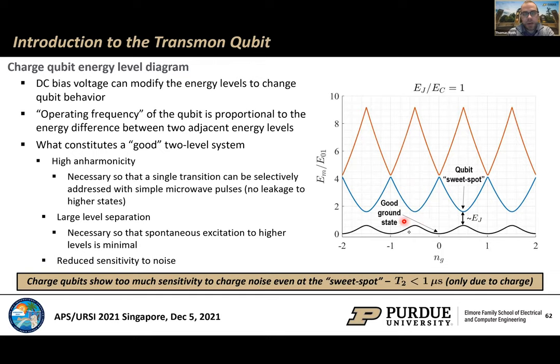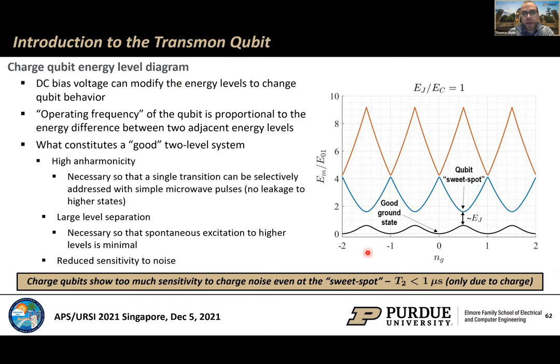Now, one of the things that's been alluded to a little bit earlier in various presentations, but we'll talk about a little more explicitly here, is that the operating frequency of the qubit is going to be proportional to the energy difference between adjacent levels of the qubit. Again, we talked about H bar omega as being the energy of a photon. Well, this qubit can only absorb photons if that H bar omega matches the energy difference of the two states that we're driving transitions between. So with that context in mind, now we can talk about what is going to constitute a good two-level system within the framework of this energy level diagram.